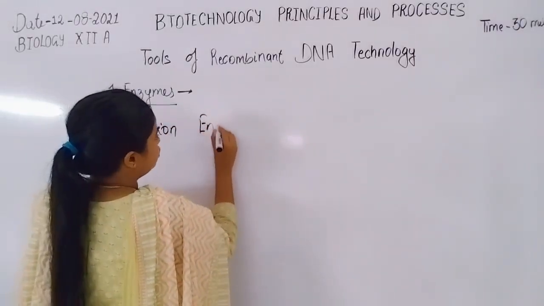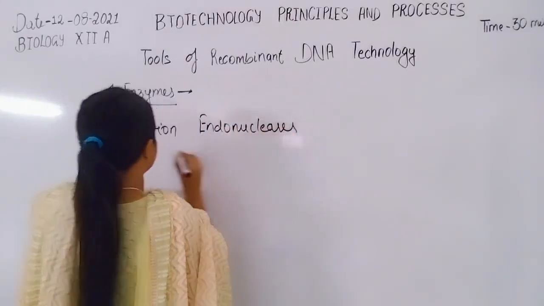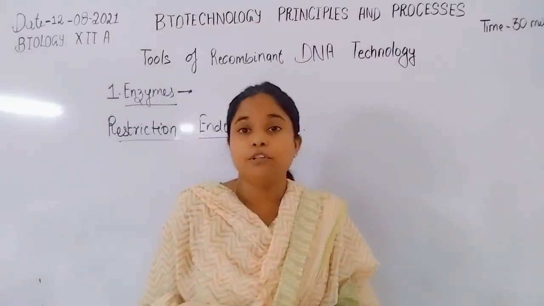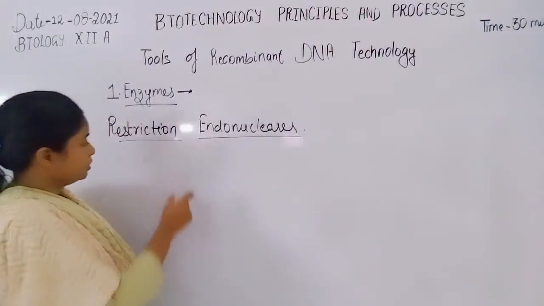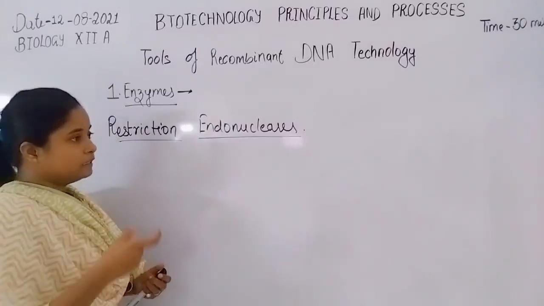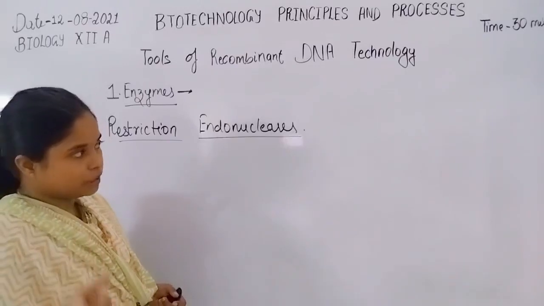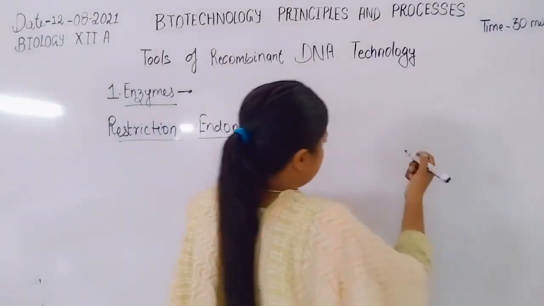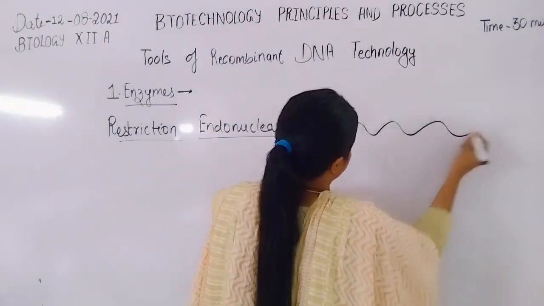Restriction endonucleases. Restriction means restrict. These enzymes actually cut on a specific sequence of DNA, a specific region of DNA. So here, for example, is a double helical structure of DNA.